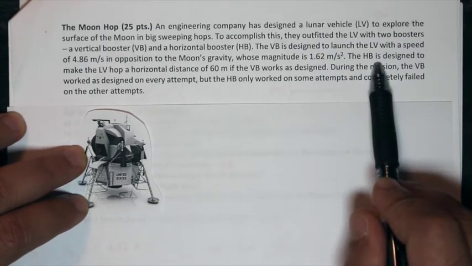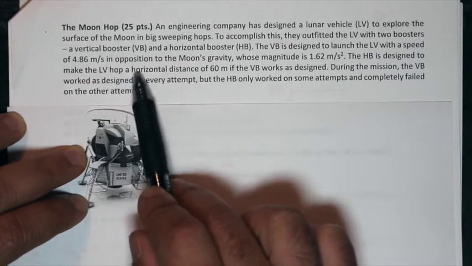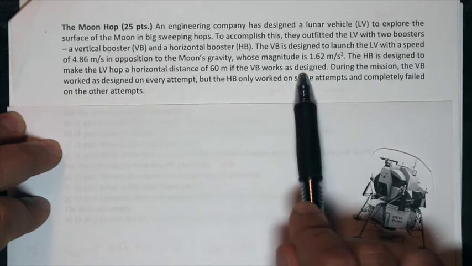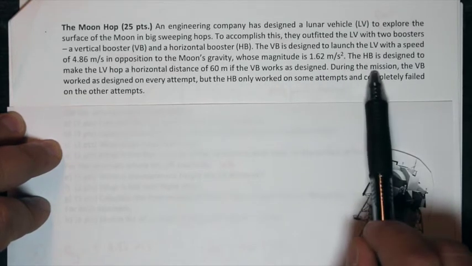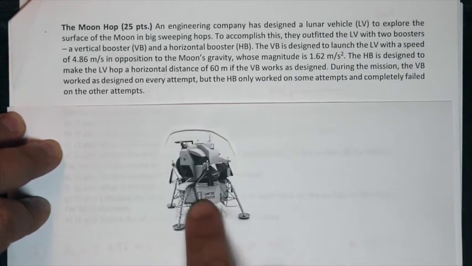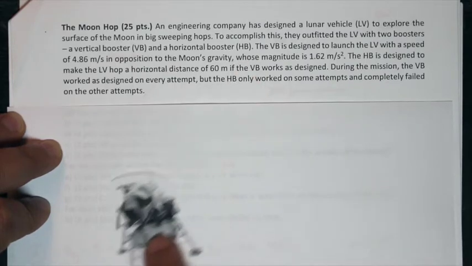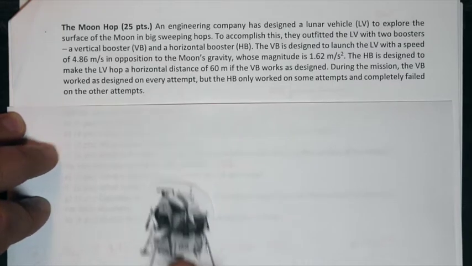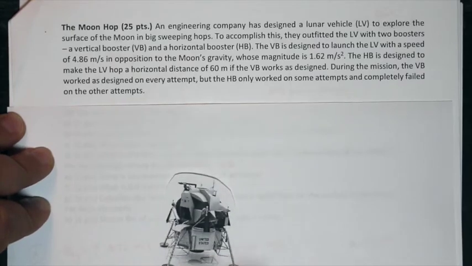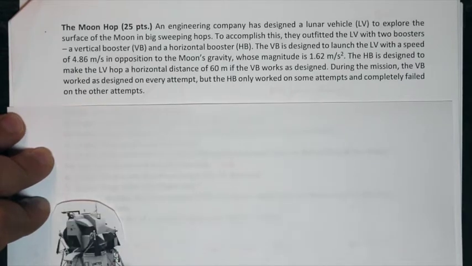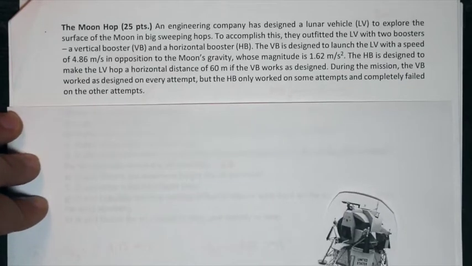And the horizontal booster is designed to make the lunar vehicle hop a horizontal distance of 60 meters if the vertical booster works as designed. Now what happens during the mission is that the vertical booster works as designed on every attempt, up and down, but the horizontal booster only worked on some attempts and completely failed on other attempts. So on the failed attempts the vertical is just going to go up and down, and on the trials where the horizontal booster works in addition to the vertical booster, we're expecting a 2D kinematic problem like this.